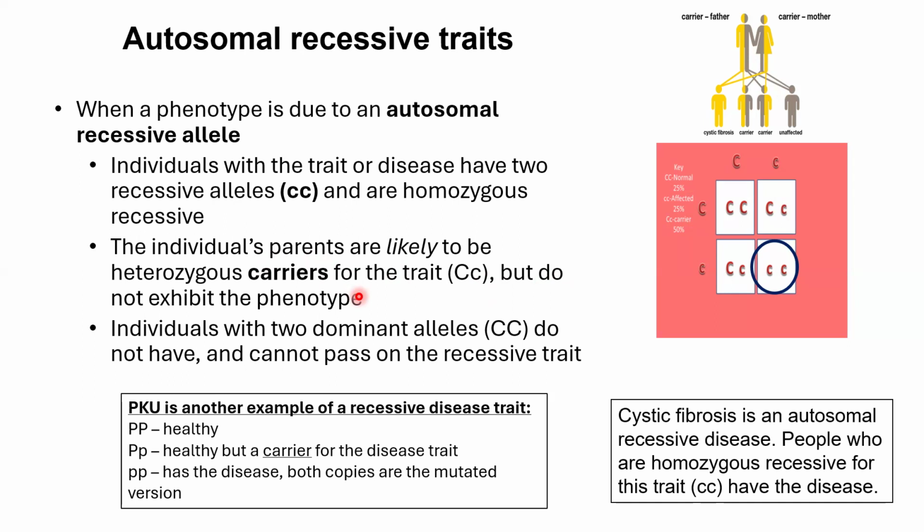For example, cystic fibrosis is an autosomal recessive disease where people who are homozygous recessive have the disease. Another example is PKU that we talked about, where if you are homozygous recessive, the person has the disease itself.